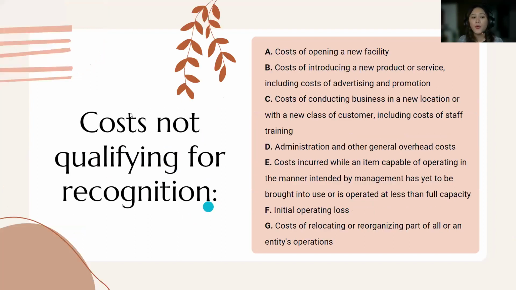Okay. So, ano naman yung mga hindi pwedeng mag-qualify as cost? First, cost of opening a new facility. Cost of introducing a new product. Advertising. Di ba advertising are expense? Cost of conducting business in a new location with a new class of customer. Training ng staff. So, those are expensed outright. Admin and general overhead costs. Cost incurred while an item capable of operating.